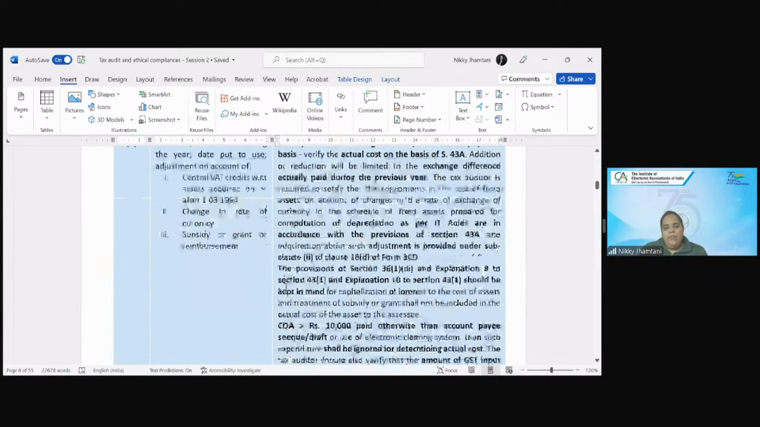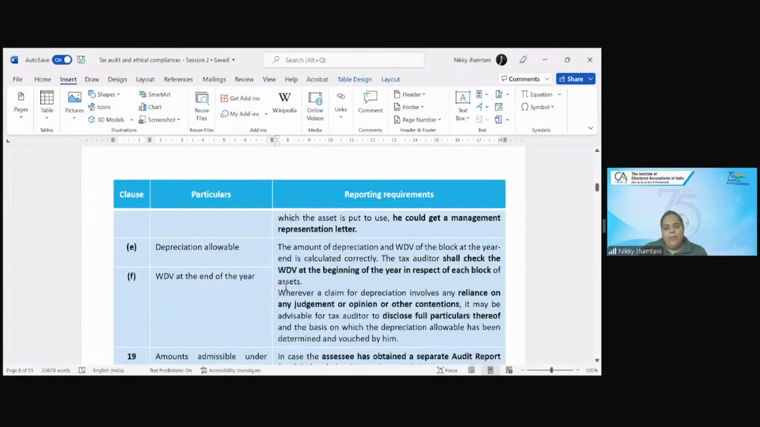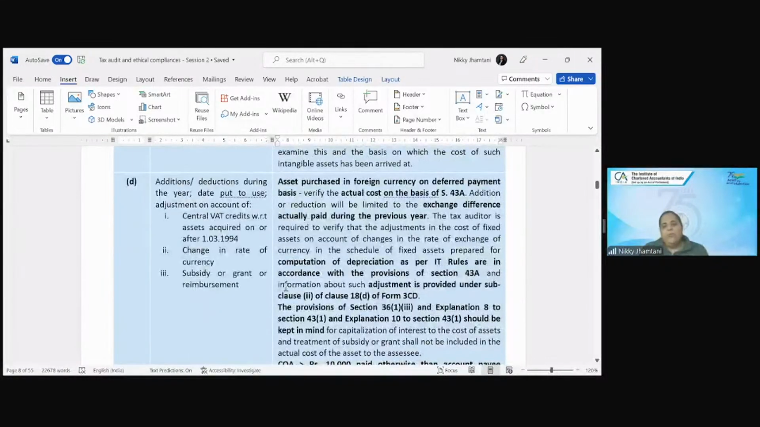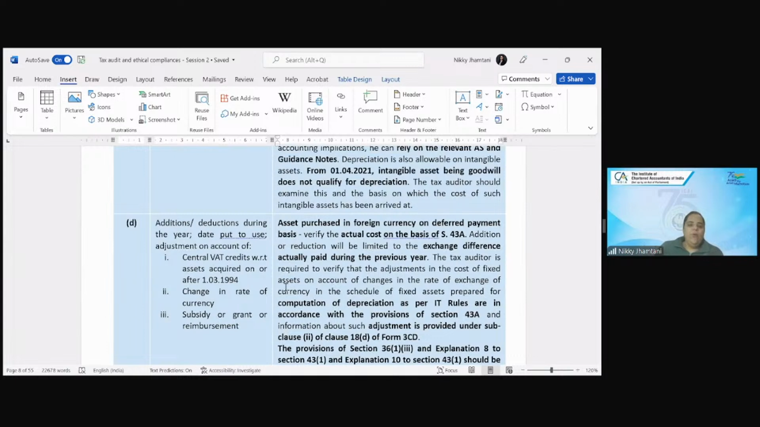देन आपका मेजरली आ जाता है एडिशंस डिडक्शंस और ये वाली सारी चीज़ें. So addition, deductions during the year, the date of put to use, and then adjustment on account of CENVAT credits, change in rate of currency, subsidy or grant or reimbursement. Now first is asset purchased in foreign currency on deferred payment basis. Verify the actual cost on the basis of section 43A. Addition or reduction will be limited to the exchange difference actually paid during the year.